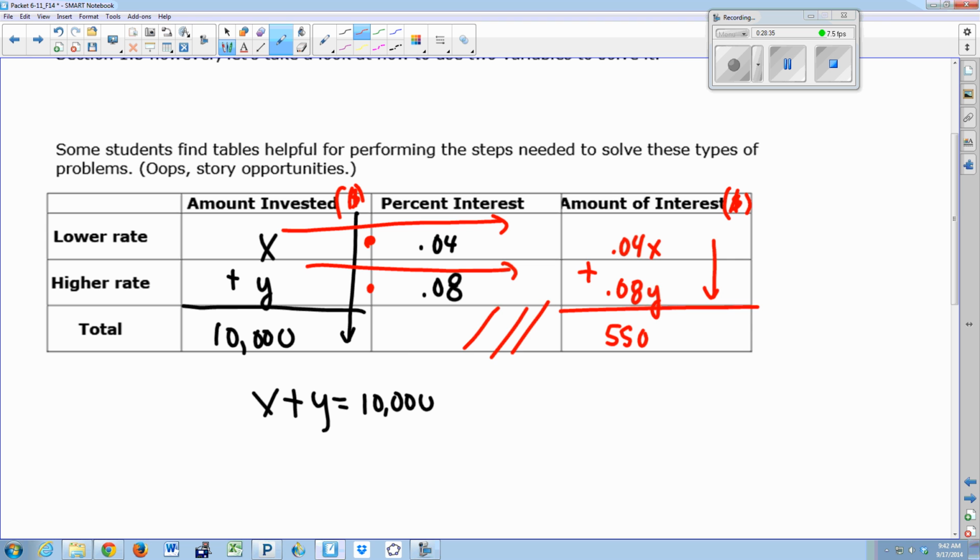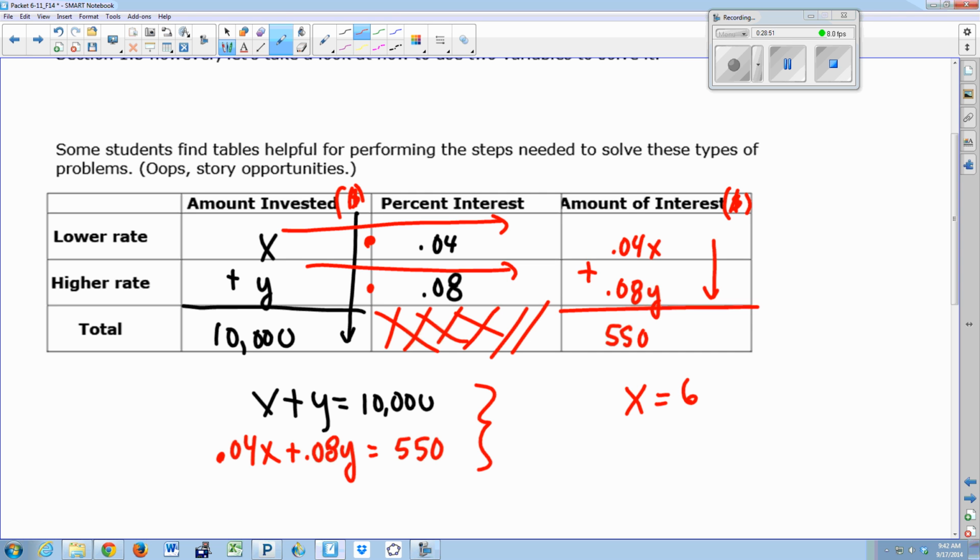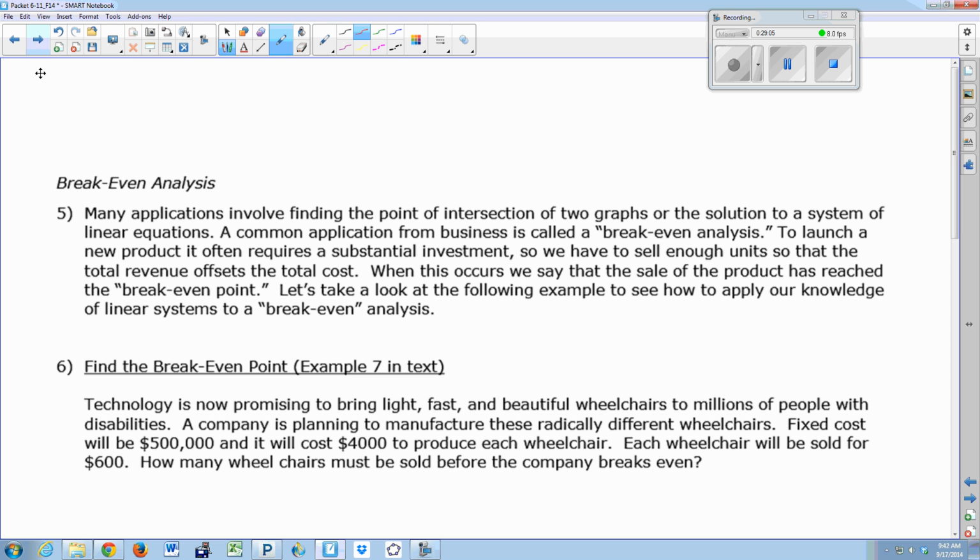So some students really like these little tables because it gives them a little bit of structure to help them set up their system. And from here you solve. And what did you get? You got the lower rate was what? 6,750 and 250, thank you. And here was what, 37? Right, okay.